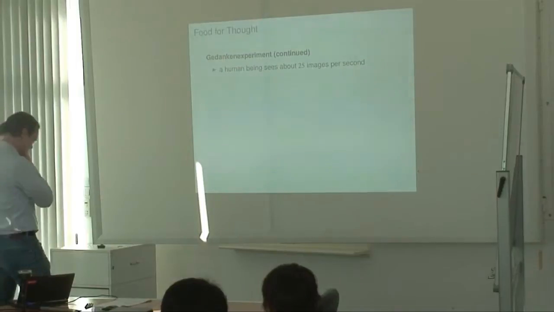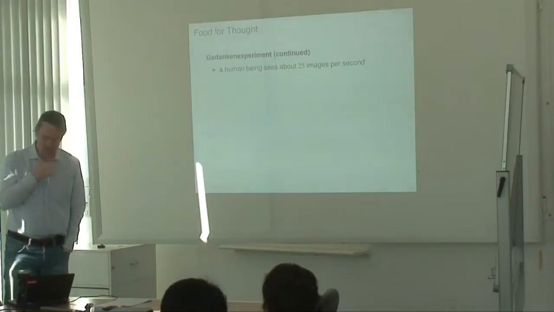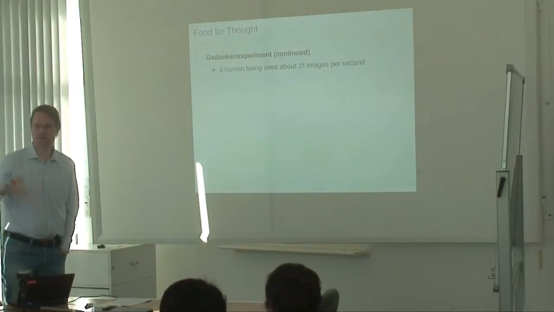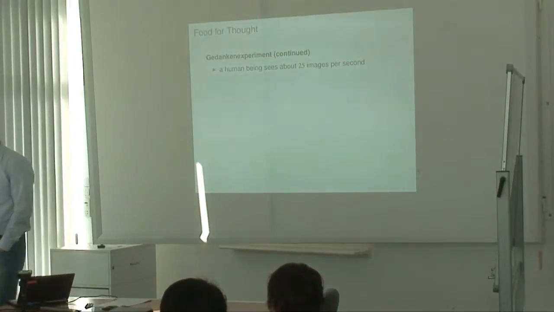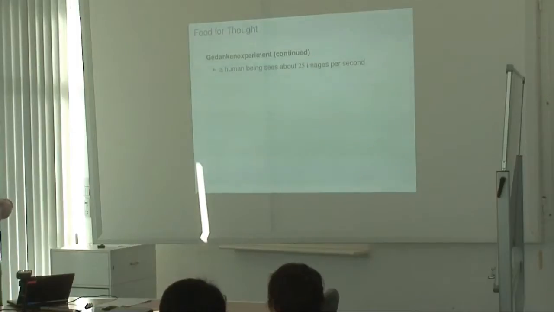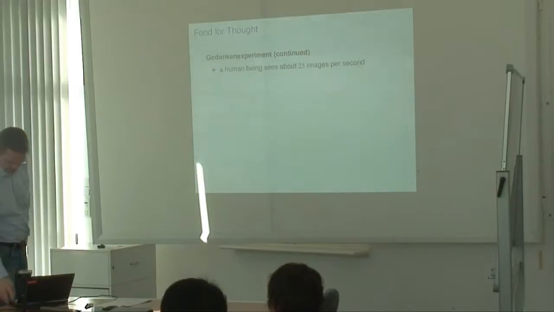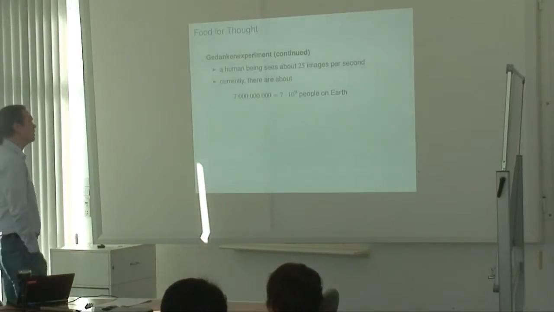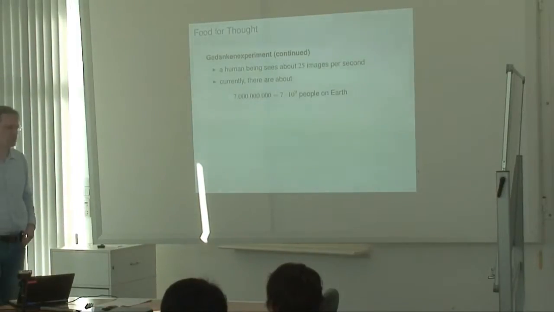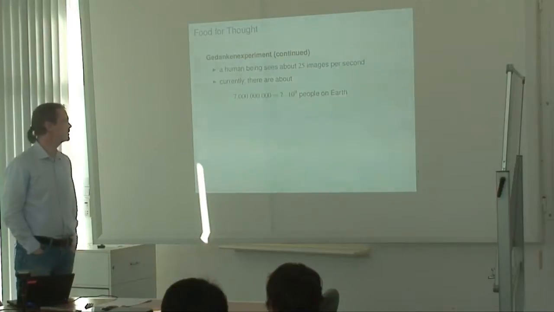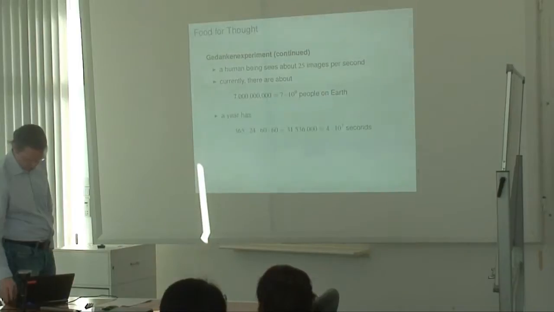Now, let us consider this so-called Gedankenexperiment. A human being sees about 25 images per second. This is the temporal frequency with which our brain processes what our eyes record. Right now, there are about 7 billion people on Earth. It's slightly underestimated, but let's go with 7 billion people, that is 7 times 10 to the 9 people on Earth.